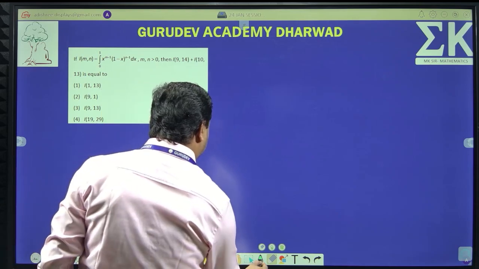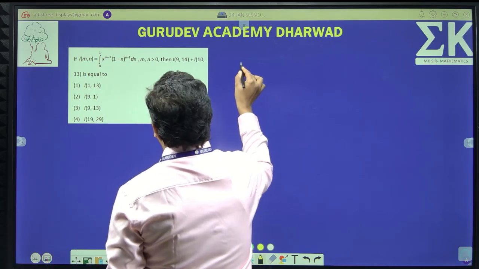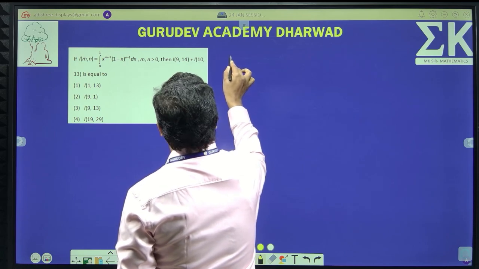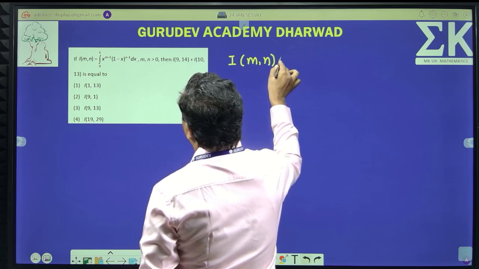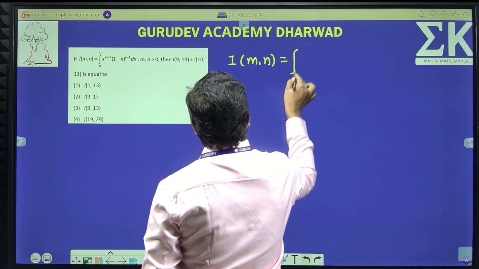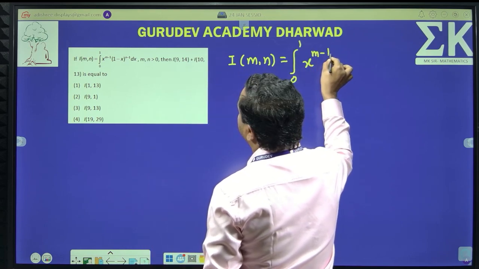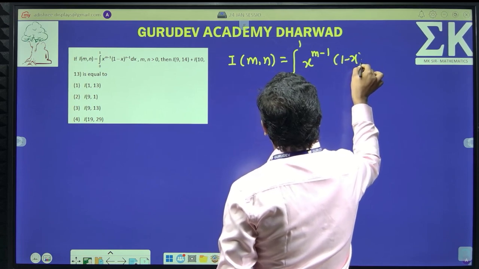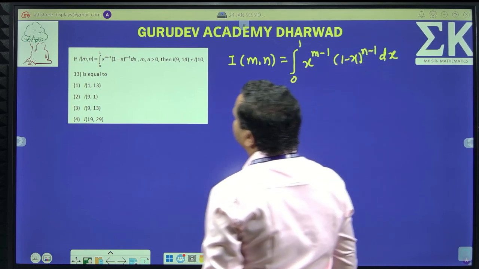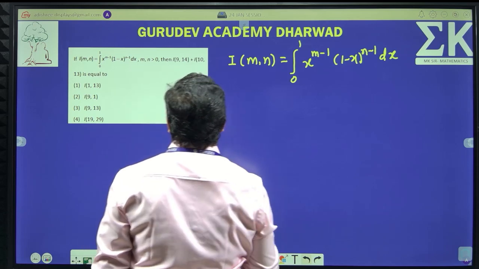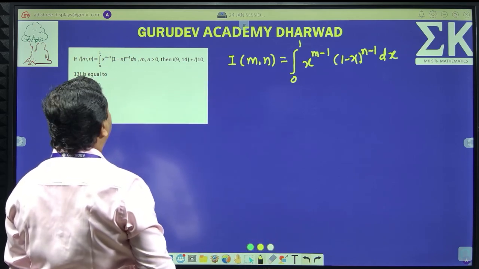The integration problem: integration of m comma n, the beta function, is defined as the integral from 0 to 1 of x to the power m minus 1, into 1 minus x to the power n minus 1, dx, where m and n are greater than 0. Then beta of 9 comma 14 plus beta of 10 comma 13 is the question.